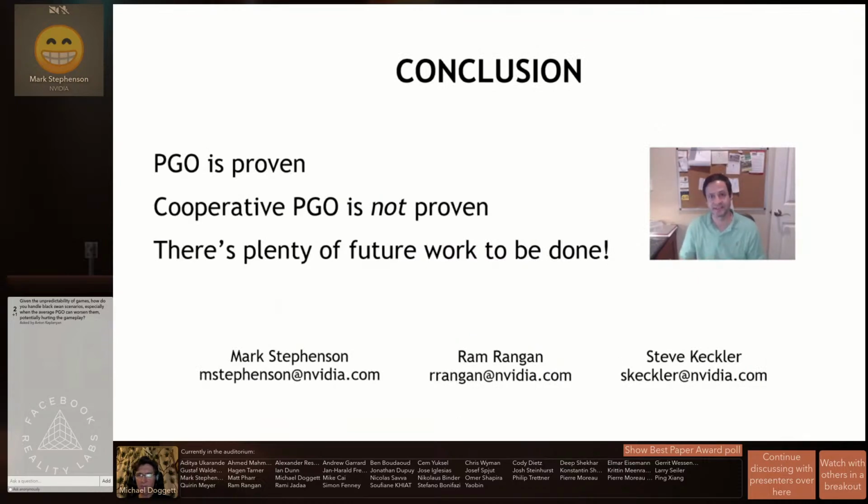PGO is a proven technology, and despite the difficulties we face collecting profiles for graphics workloads, it's a great tool for a developer to have in the toolbox.